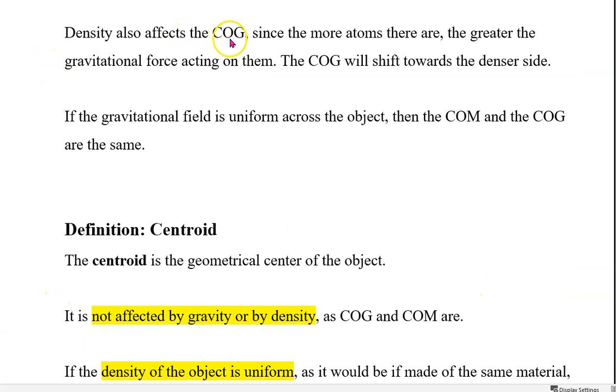Density will also affect the center of gravity, since the more atoms there are, the greater the gravitational force acting on them. The center of gravity will shift towards the denser side that has more atoms. More atoms, more gravitational force. If the gravitational field is uniform, then remember the center of mass and center of gravity are the same place.